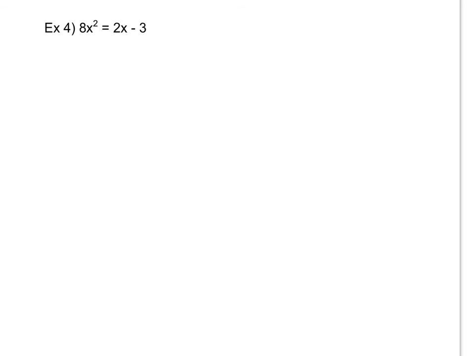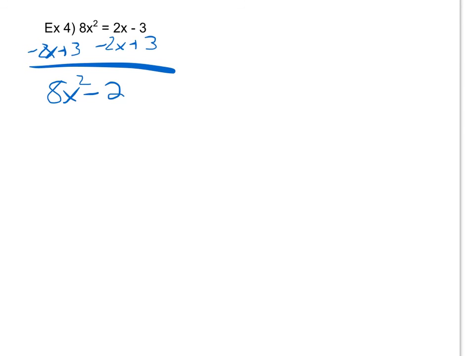Okay, hopefully you've been able to finish this problem. So the first thing I notice with it is I am not in standard form. I have said this before, it is weird for me to have a negative a term. I don't like it. So rather than move just the 8x squared over to the right, I am going to move the 2x and the minus 3 over instead, giving me 8x squared minus 2x plus 3 equals 0.